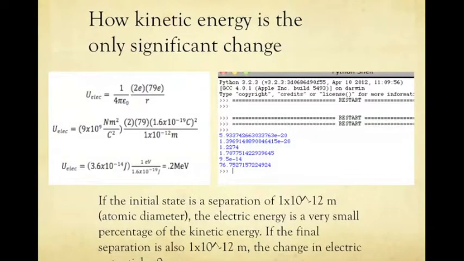In calculating the electric potential, it's easy to see why kinetic energy is the only significant change in the energy that occurs. If we take the initial separation, in this case, to be a very small number, say the diameter of an atom, we find that it's only a very small percentage of the kinetic energy of the alpha particle, which we can see right here.